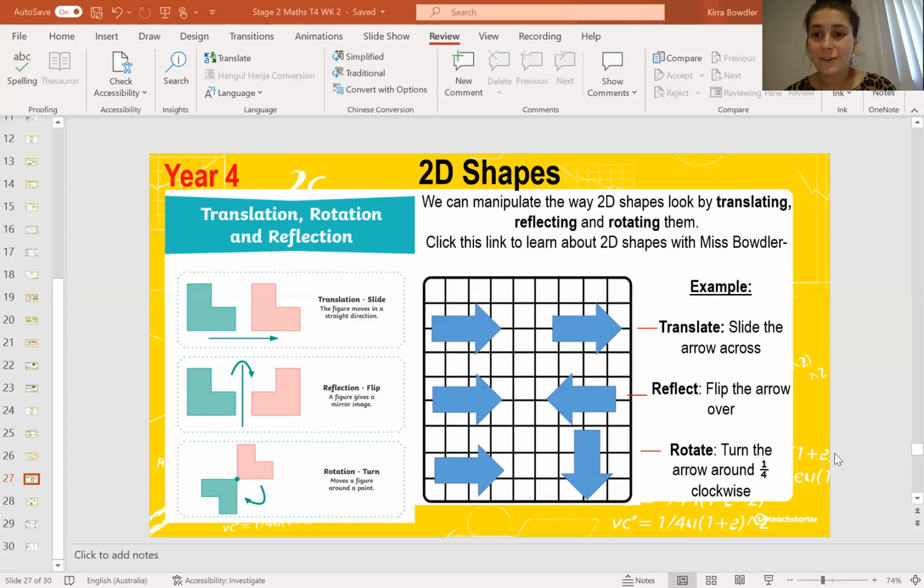Hi, Year 4. Today you're looking at 2D shapes again. Yesterday you had a look at tessellating. Today you're looking at translating, reflecting, and rotating, which are all ways that we can manipulate a 2D shape to change the way that it looks.